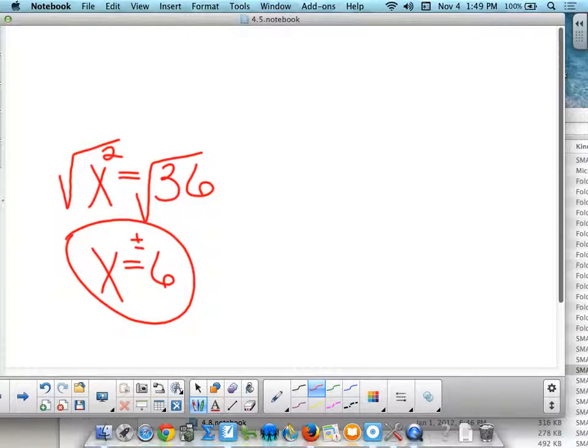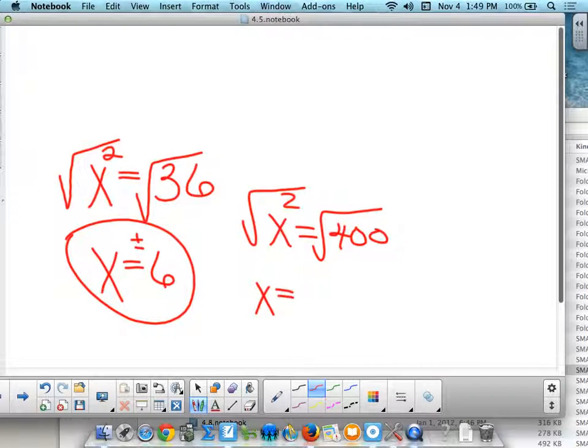Always. So if I go like this to you, x squared equals 400, you'll do this, won't you? And get x equals plus or minus 20. 20 times 20 is 400. So is negative 20 times negative 20, right? Okay. I had to tell you that because we're going to run into that in just a second.